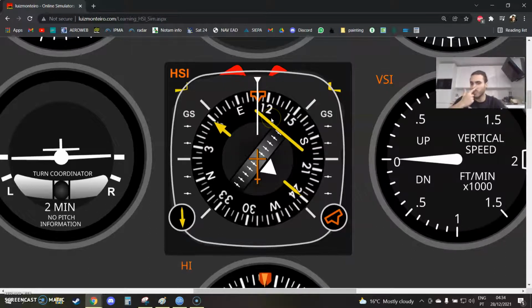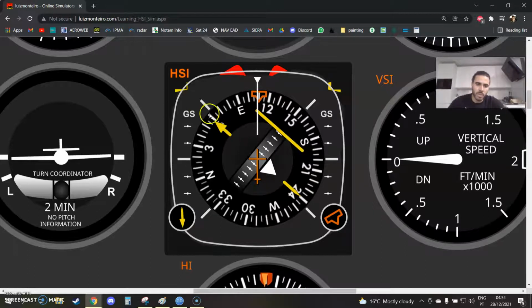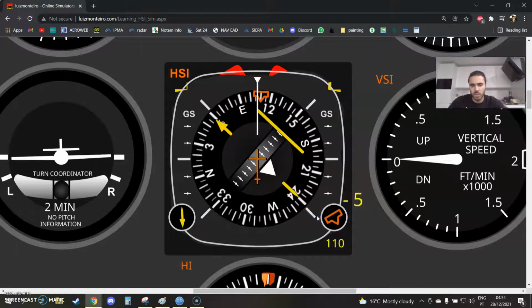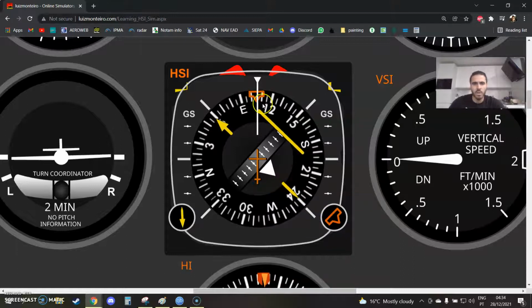Now I'm going to intercept with a 45-degree angle. How do I do my math? Okay, my course selector is at 060 plus 45. It's going to be 105. Let me put it on my heading bug. 105. Well, that's what I'm doing.